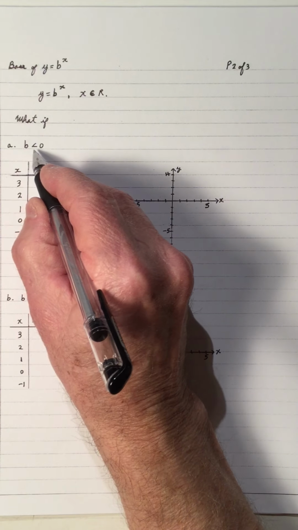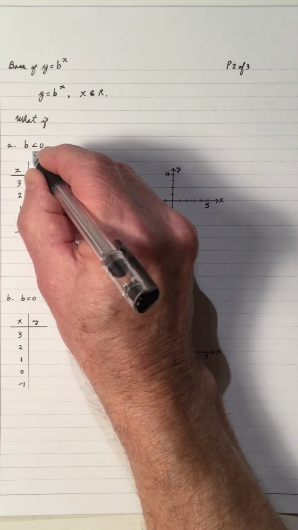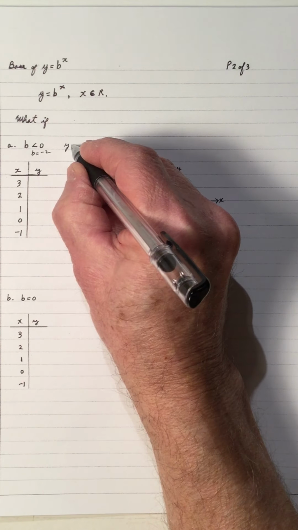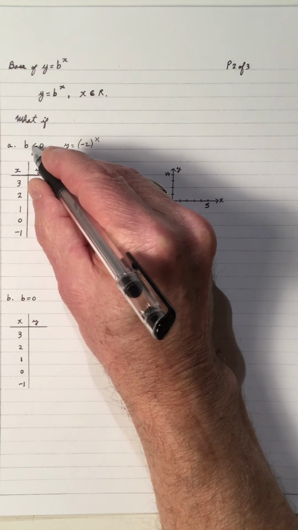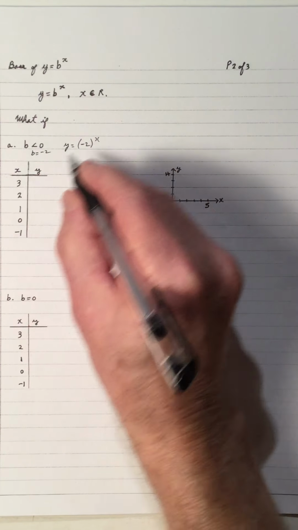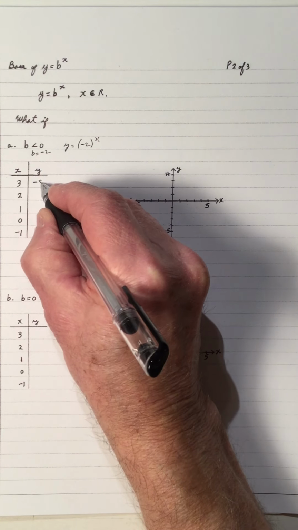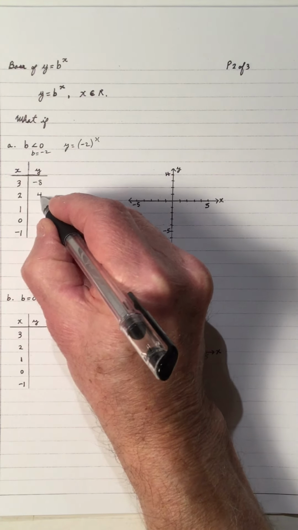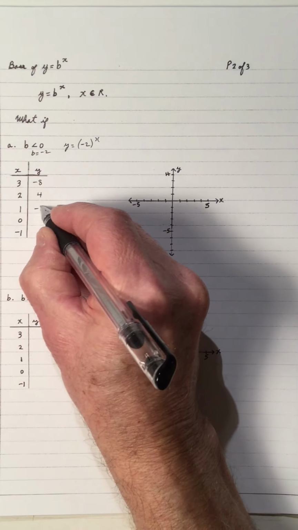A: b less than 0. What if your base is less than 0? Let's say b is negative 2, which is less than 0. So y equals negative 2 to the x. Let's take x to be 3. Negative 2 cubed is negative 2 times negative 2 times negative 2, which is negative 8. Negative 2 squared, negative 2 times negative 2, is 4. When x is 1, negative 2 to the 1 is negative 2.